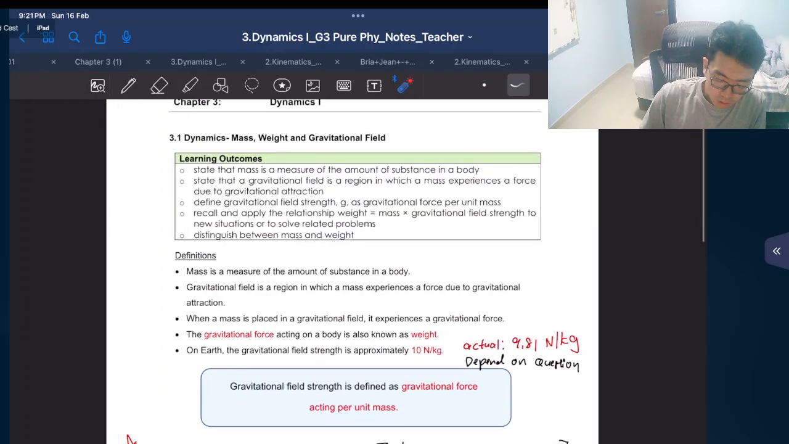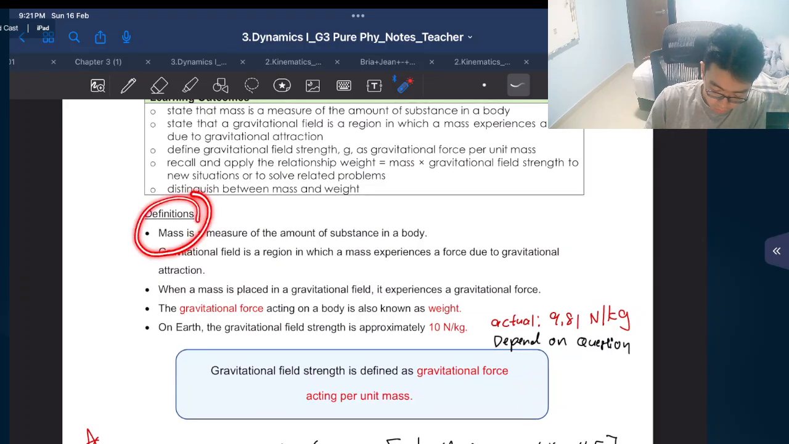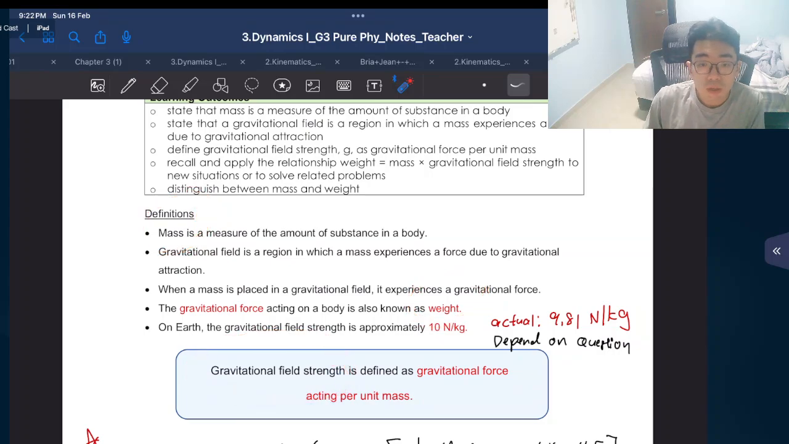So key terms, these are the few terms to take note of: mass, weight, as well as your gravitational field strength. These three terms you must know. One thing to highlight will be the gravitational field strength. In real life, the gravitational field strength is measured to be 9.81 Newton per kg. But you can see why people use 10, because of simple calculation. So it depends on the question in your papers.